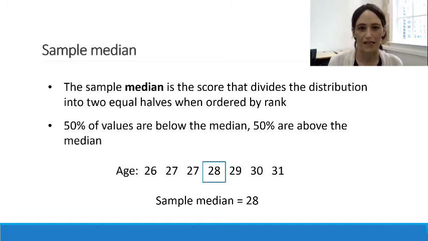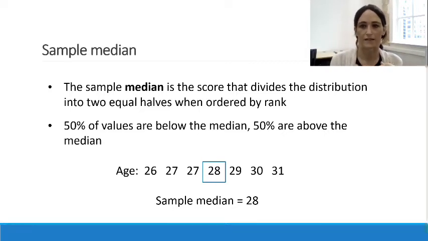The sample median is the score that divides the distribution into 2 equal halves when ordered by rank. So once we've ordered our values by rank, let's say from lowest to highest, we're going to pick that value that's right in the middle.